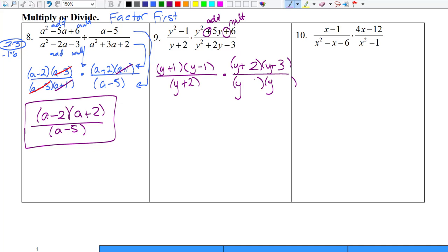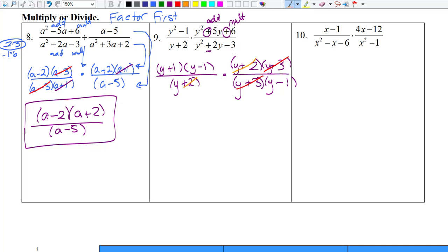And then the next one, I'm looking for two numbers that multiply to a negative 3 and add to a positive 2. So that's 3 and 1 with the positive from the 2 being on the larger value, which means y minus 1 on the second one there. So now I can divide anything in the top with anything in the bottom that looks exactly the same. I see a y plus 3.